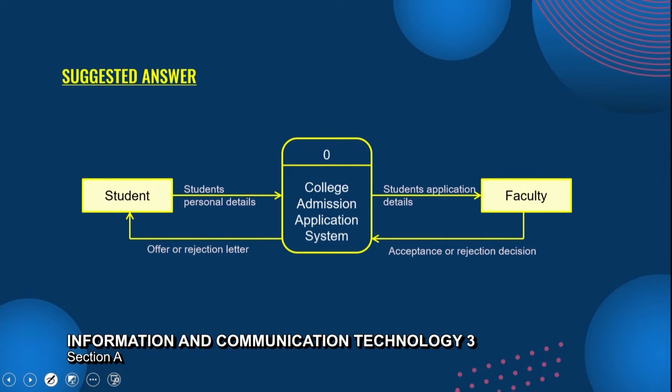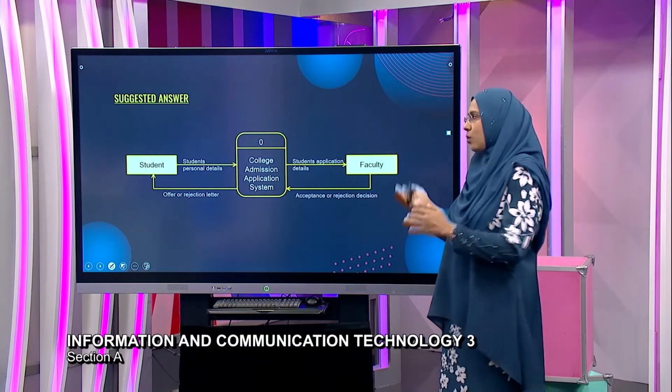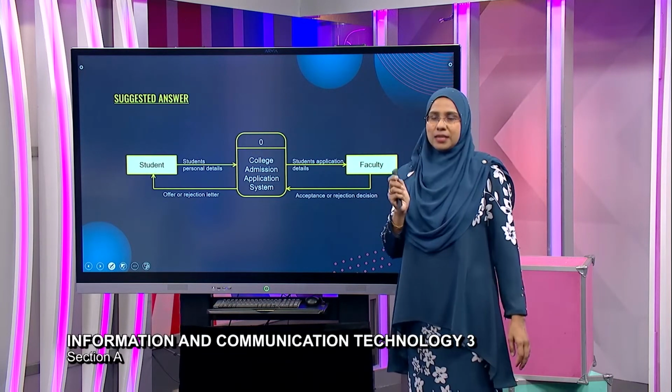Okay, so actually I transformed what was given in sentences to this drawing, the context diagram. The student sends personal details to the system, then the system will process, and then the system sends the application details to the faculty. The faculty will do the selection and then send back to the system, and then the system will produce a letter and send it to the student. This is how we draw a context diagram.